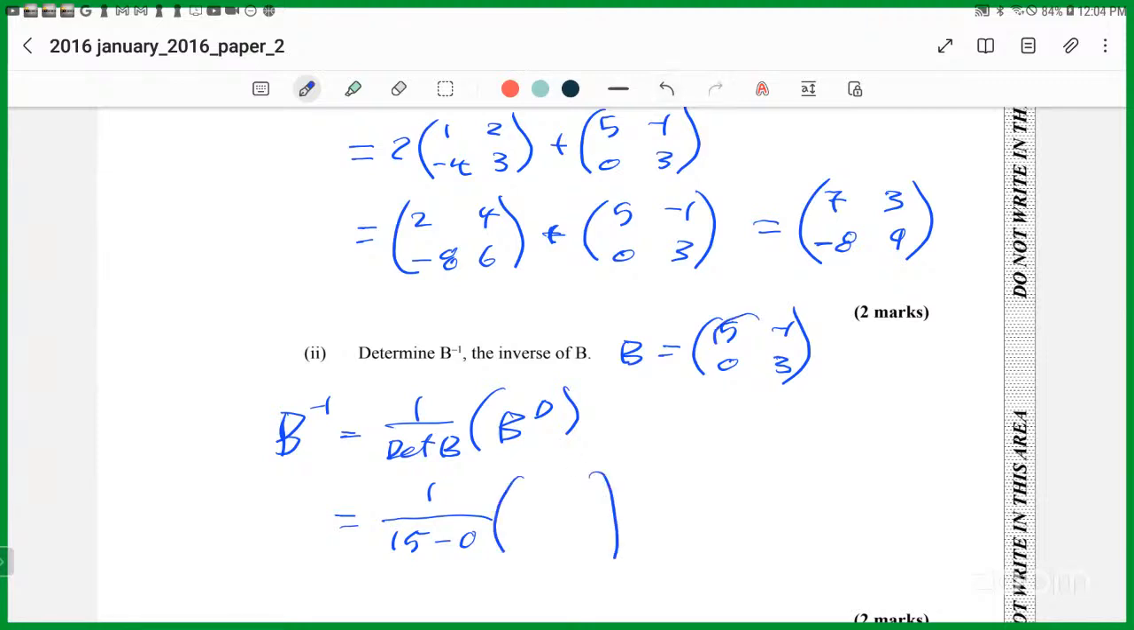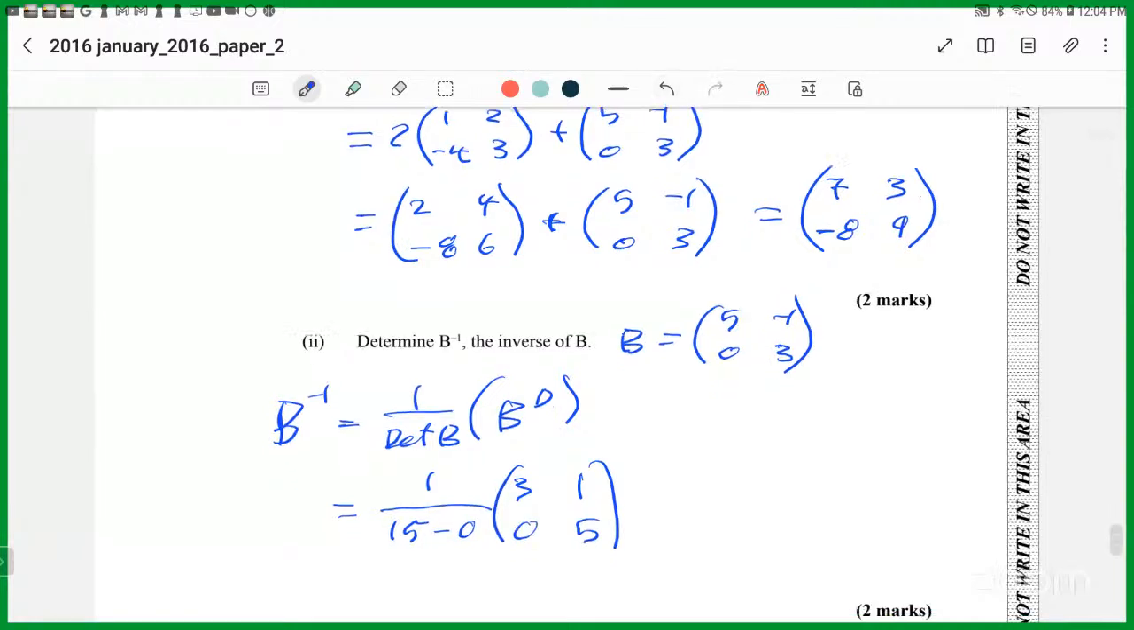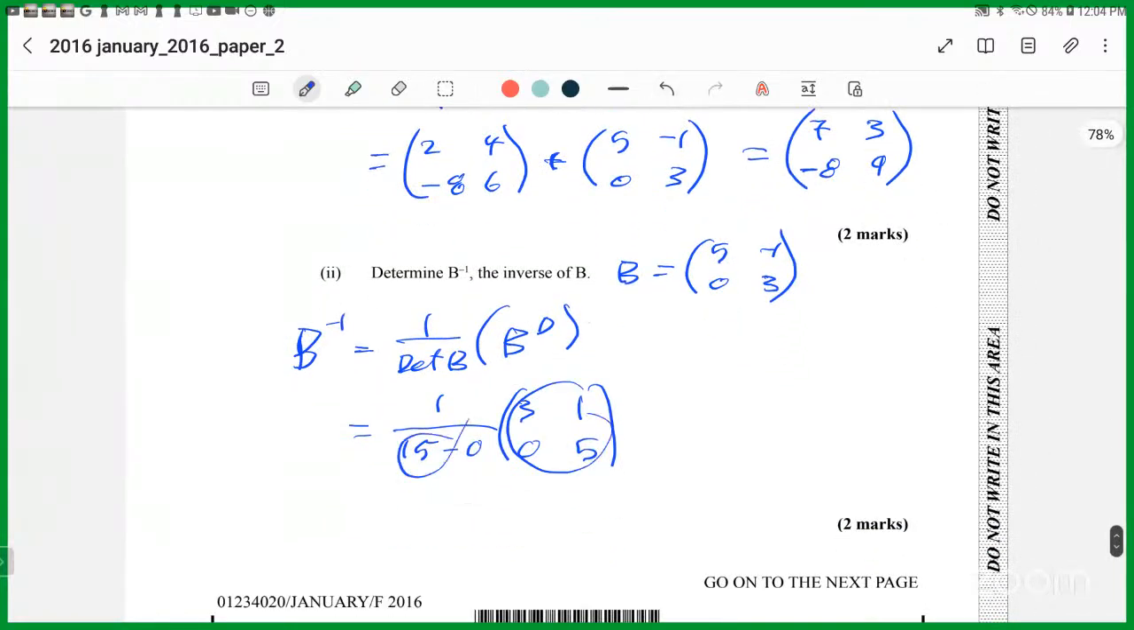We're going to interchange these two elements on the first diagonal. So the 3 goes here and the 5 goes here. Leave these two on the second diagonal where they are, but change the sign. This negative 1 becomes a positive 1. This 0 remains 0. And so now I'm dividing each of these values by 15.